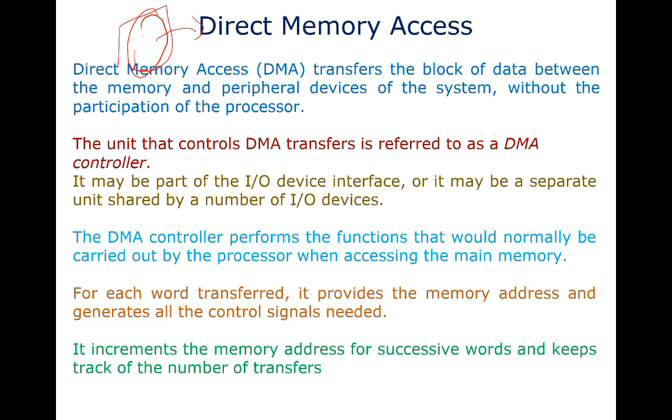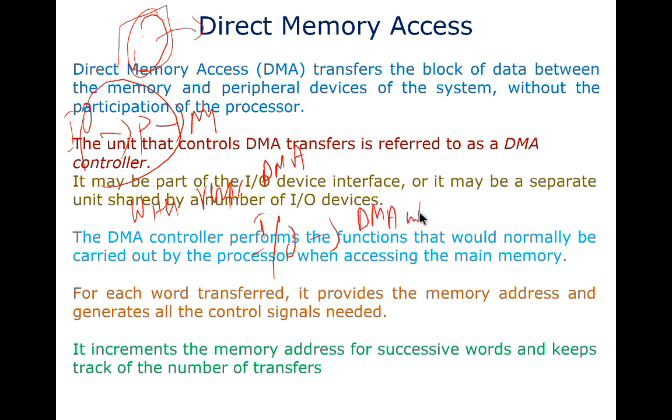Without DMA, we have a flow from the IO device to the processor, then to memory, right? So without DMA: IO, processor, memory. With DMA, it performs the operations as IO, DMA controller, and memory.